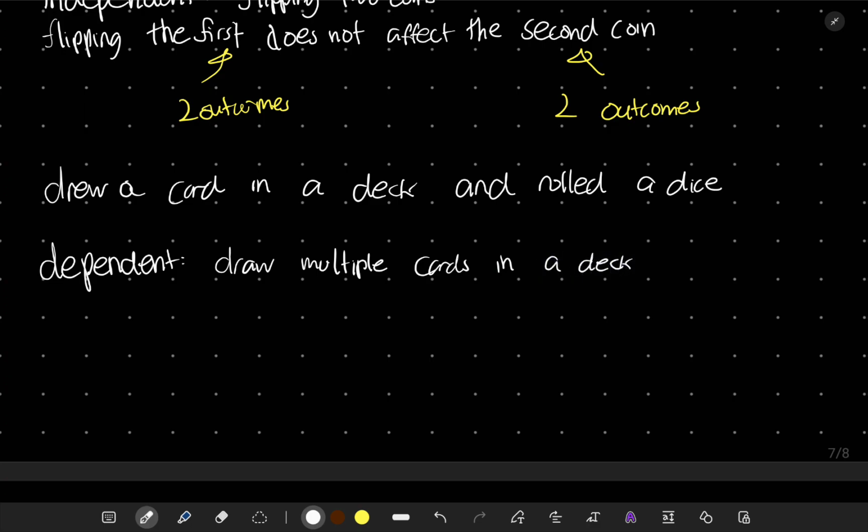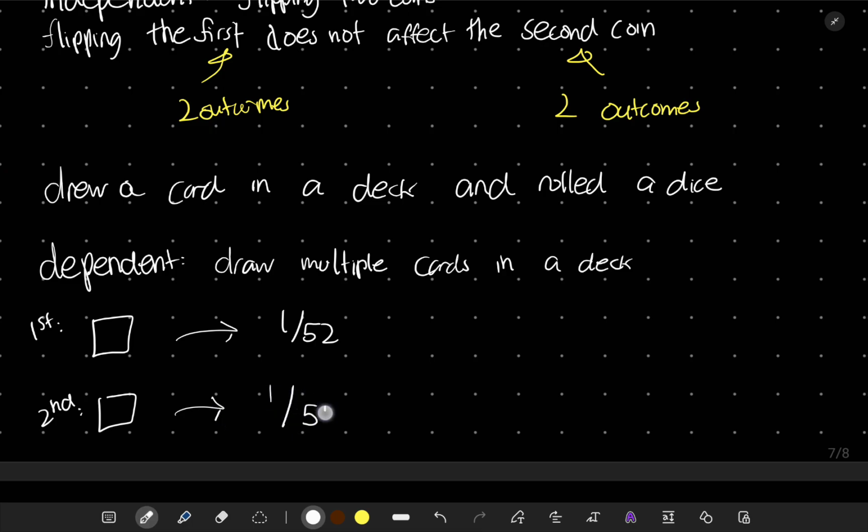Why is this? Well, it's because when I draw one card out of the deck, that probability is going to be 1 over 52, right? That's just one card out of the 52 cards. So I'm going to label this as the first card. But then for the second card, when I draw that one, the numerator is still going to be 1, but the denominator is going to be 51. Why? Well, it's because I took a card out. Because I took a card out of my 52 cards, I'm left with only 51 in the deck.